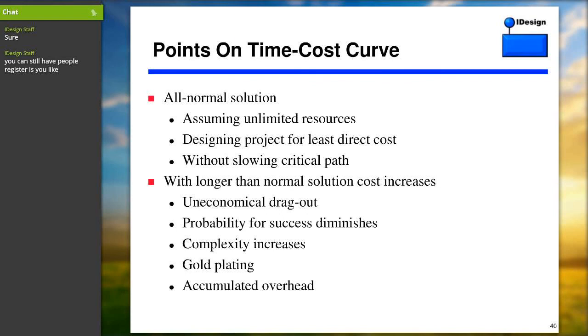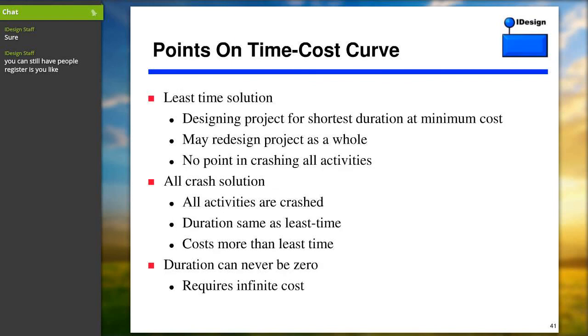Now, the other point is, let's call it the least time solution. What's that? We know that we can apply crashing techniques to accelerate a project, but should we apply it on all the activities in the project? And the answer is absolutely not. There's only reason to crash activities on the critical path. Crashing activities outside the critical path doesn't accelerate anything. So you look at the critical path and you choose activities on it to compress, to crash them.